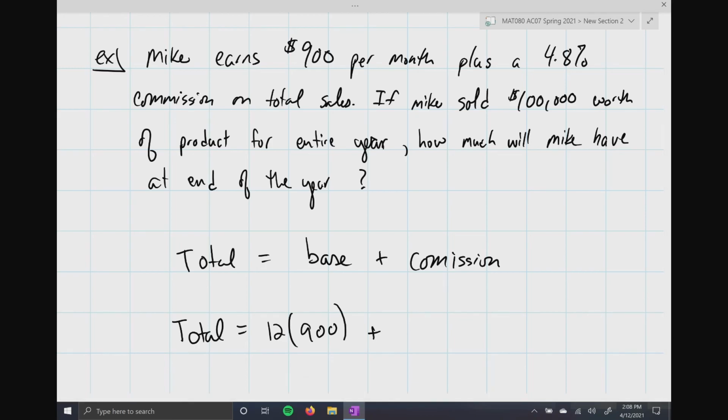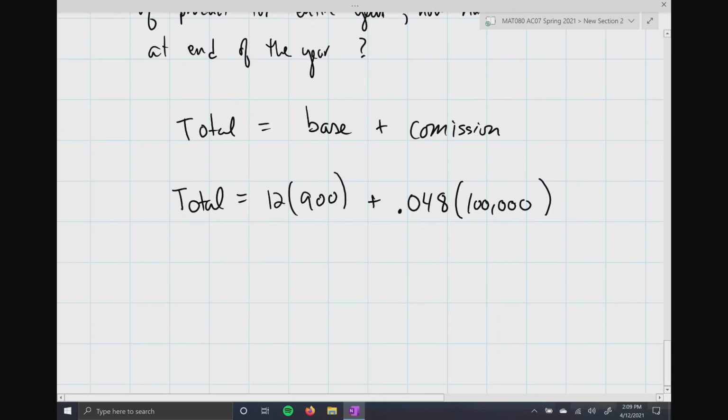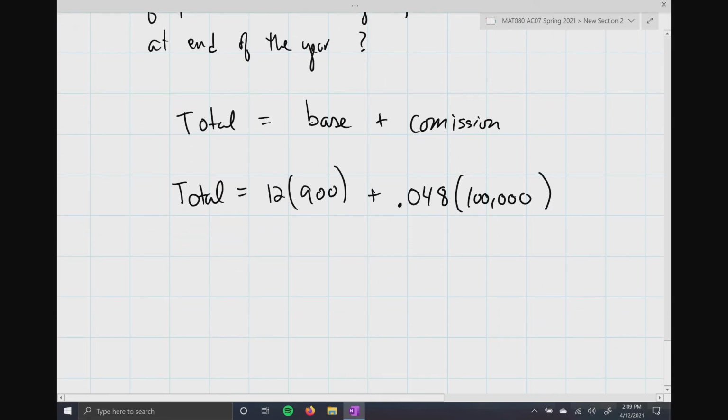I changed the percentage into a decimal, and because it's a factor of 10, I took away 3 zeros, I believe, and that came out to like 4,800. Okay, that's right. Then I added both of them up. Okay, so 12 times 900 is 10,800. Would you agree?